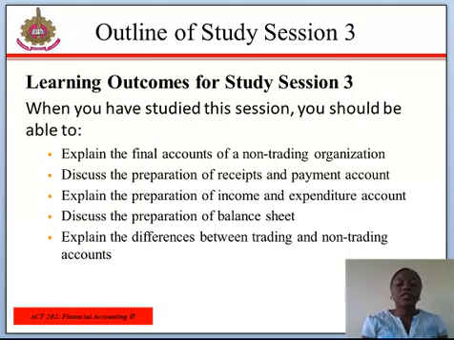At the end of this study session, you should be able to explain the final accounts of a non-trading organization, discuss the preparation of receipts and payments accounts, explain the preparation of income and expenditure accounts, discuss the preparation of balance sheets, as well as explain the differences between trading and non-trading accounts.